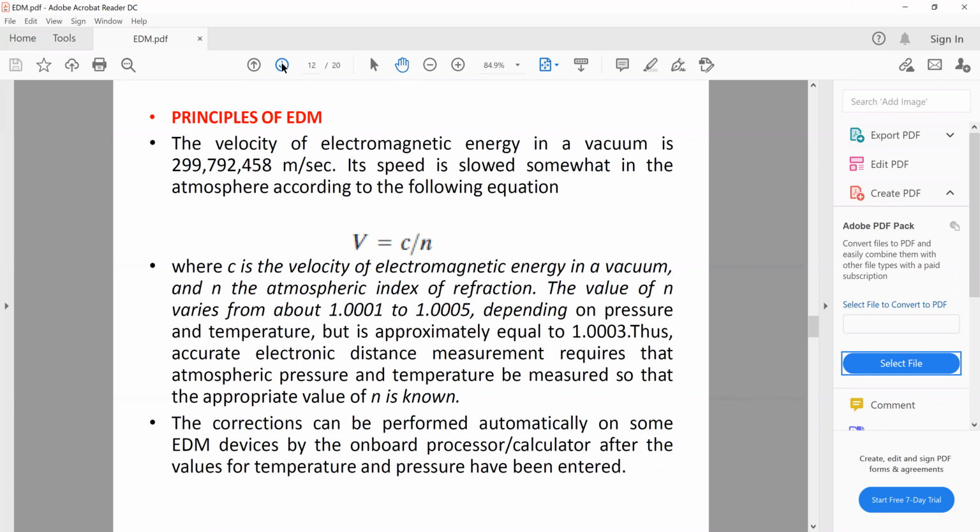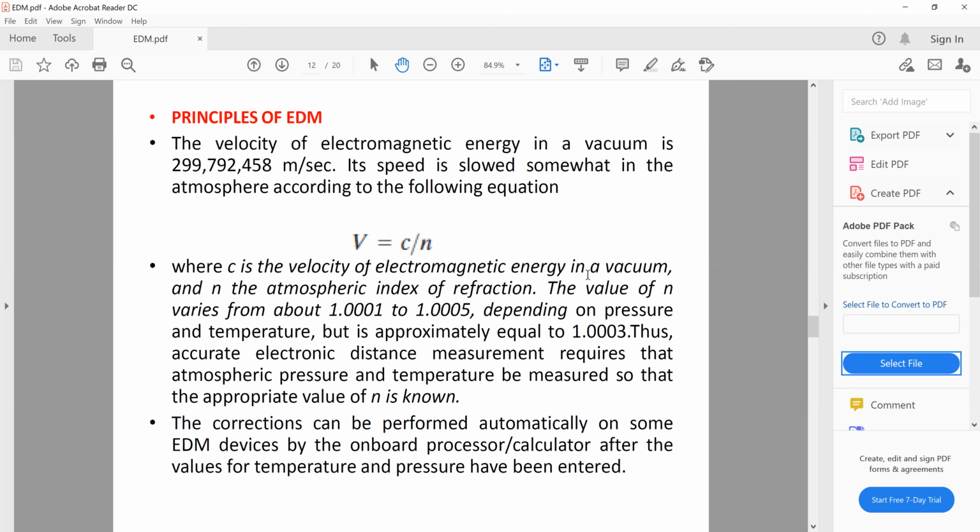So now the principles of EDM. The velocity in vacuum is this much, and its speed is slowed somewhat in the atmosphere according to this equation. So V equals C over N, the velocity in the atmosphere is equal to the velocity of the wave in vacuum divided by N.